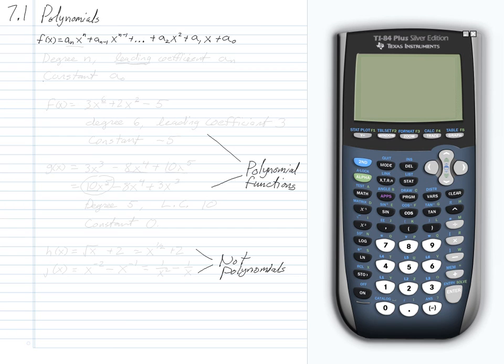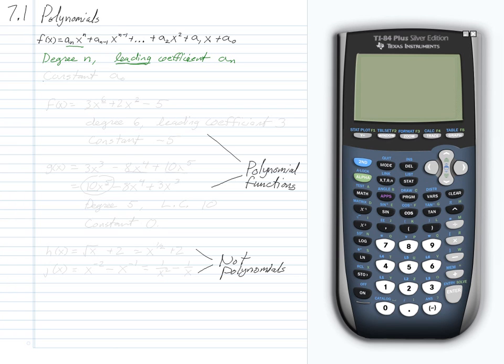Now, just a little bit of terminology. This polynomial that I have here is a polynomial of degree n. So whatever the highest power of x is, that power is the degree of the polynomial. This particular polynomial, this sort of template of a polynomial, has a leading coefficient, a sub n. So whatever the coefficient of the highest power of x is, that is the leading coefficient. We generally write these polynomials in descending order, in other words, in descending powers of x. So the highest x power will go first, then the next highest, and so on.